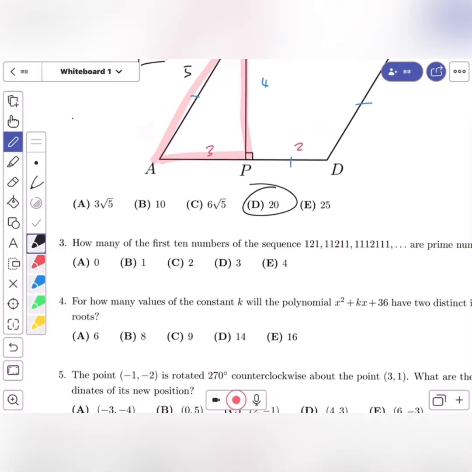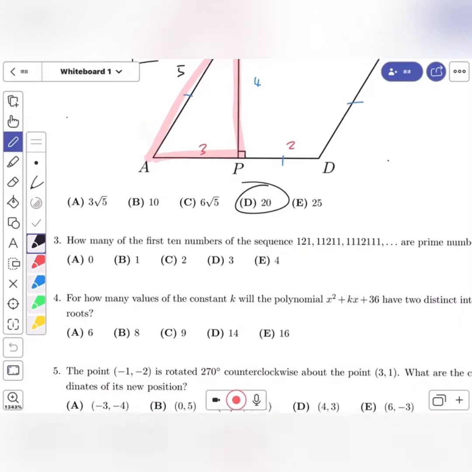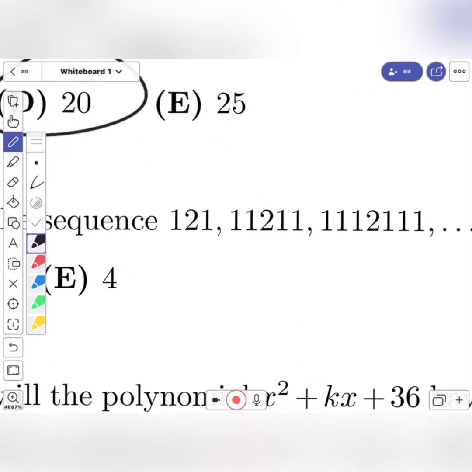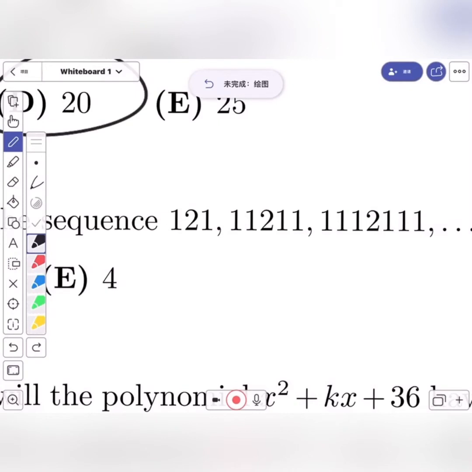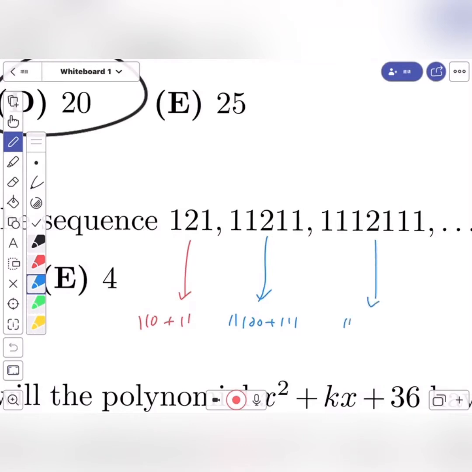Problem 3 says, how many of the first 10 numbers of the sequence are prime numbers? Now let's look at all of these numbers. They seem to be pretty symmetrical, right? Like a number of 1s, followed by a middle of 2, and then the same number of 1s. So 121 can actually be written as 110 plus 11. Same idea, 11211, well, 11,211 can be written as this.